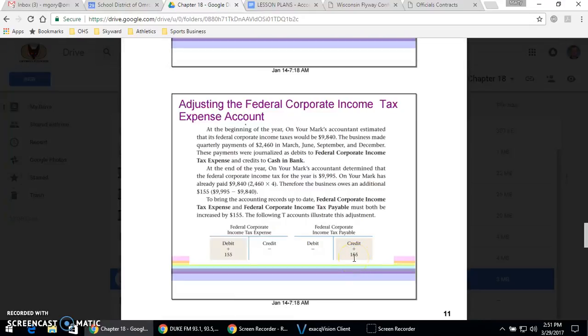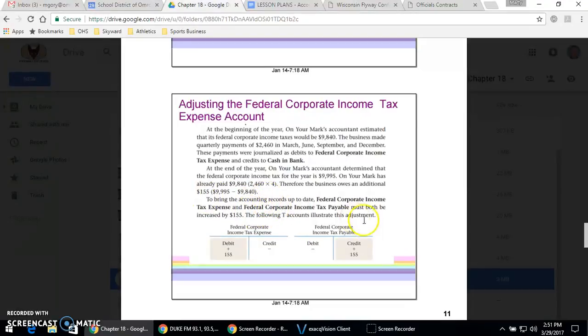At the beginning of the year, On Your Mark's accountant estimated the federal income tax at $98.40. The business made quarterly payments of $24.60. So then at the end of the year, what we have found out is that On Your Mark's accountant determined that the federal corporate income tax for the year was $9,995. Now On Your Mark has already paid $98.40. Those two numbers don't match. Therefore, we have to make an adjustment. So the business owes an additional $155 for income taxes.